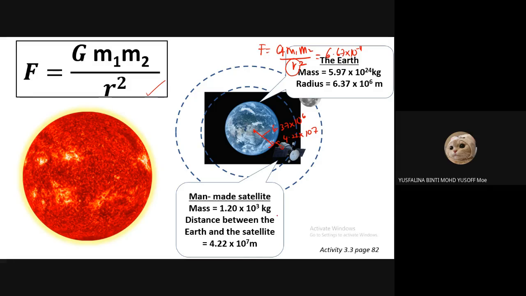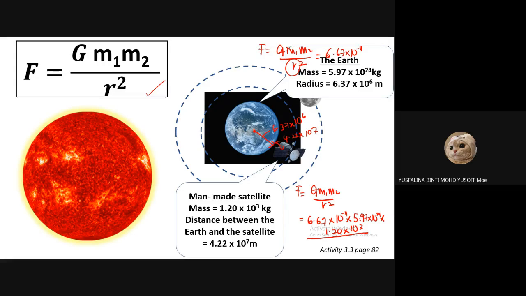Okay, so let's see which one is the correct one. Does anyone else want to try to give the answer? So M1, M2, R square, right? So 6.67 times 10 power of negative 11, and then you multiply with the mass of the Earth, times 10 power of 24. Then you multiply with the mass of the man-made satellite, 1.2 times 10 power of 3, and then you divide by R.